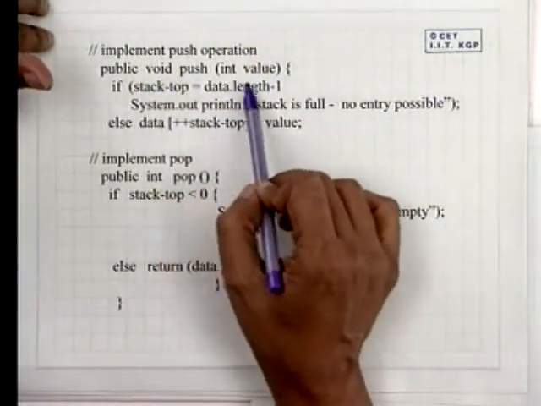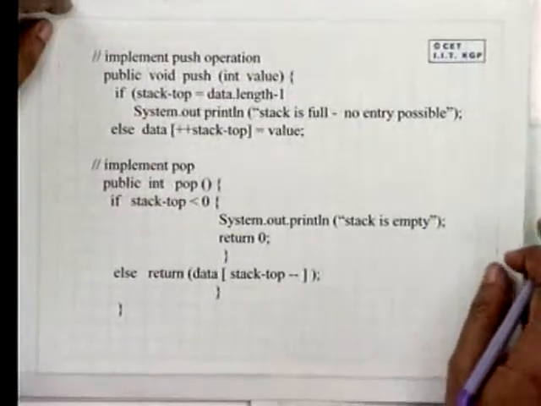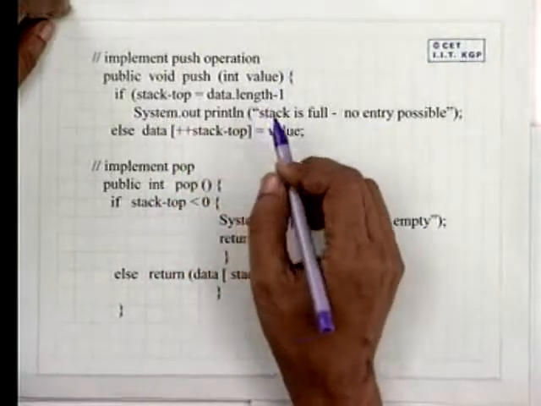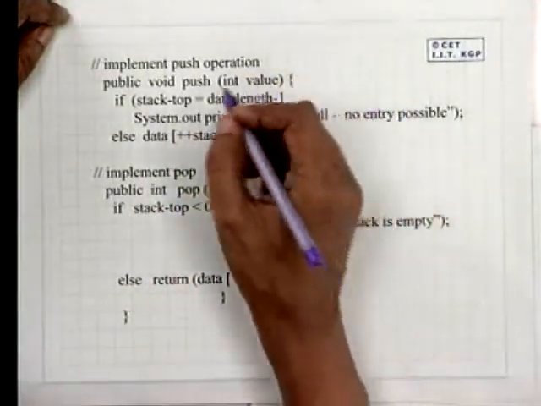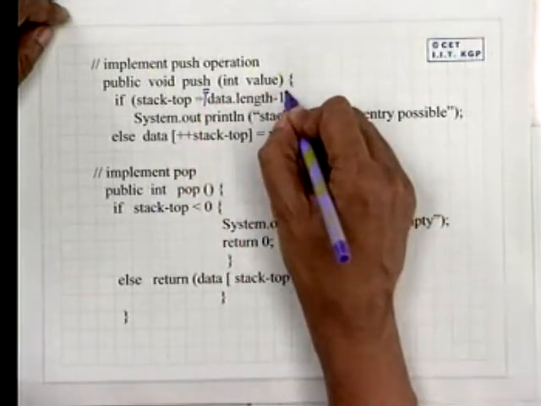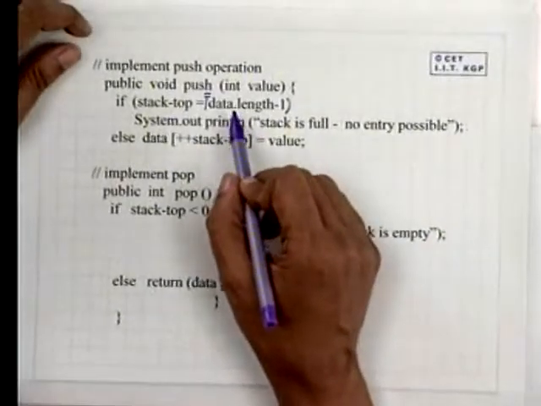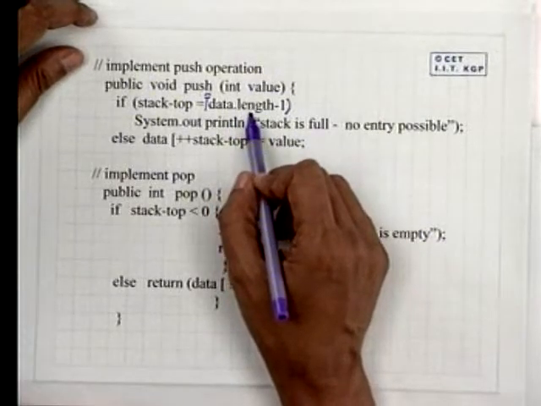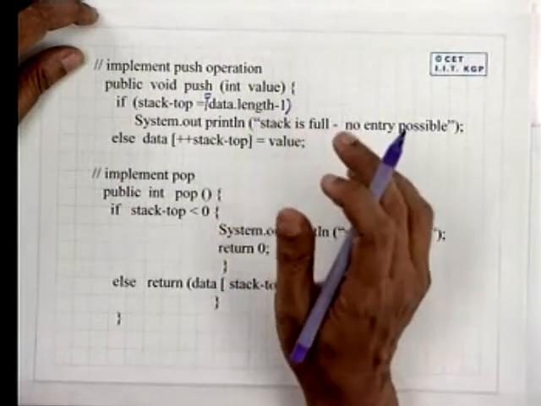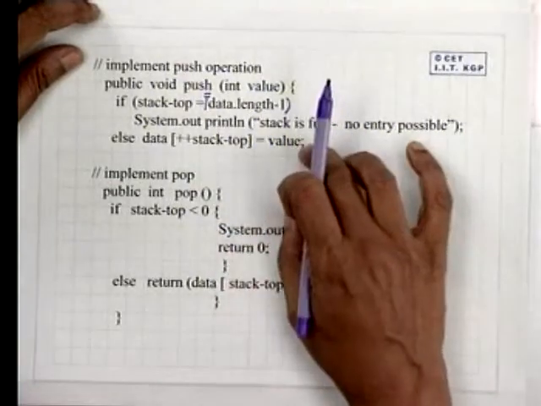So public void push integer value: you are trying to push something into the stack, so the value is of type integer, and we said that if stack top equal to data dot length minus 1, that means we have defined data as an array. With each array, this property will be available, which indicates the total size, or the number of elements you have allocated for the stack. The size might be 10 or 15, so from 0 to 15 elements will be there.